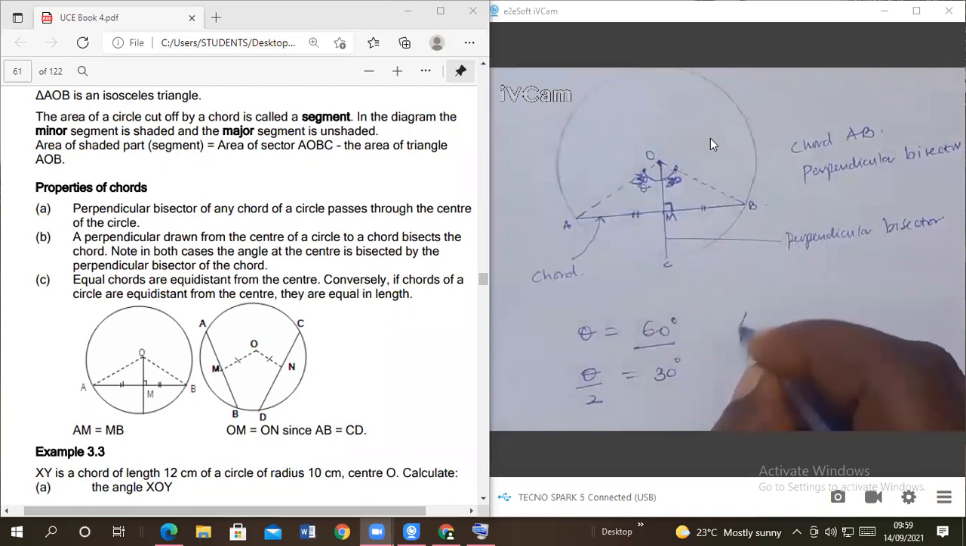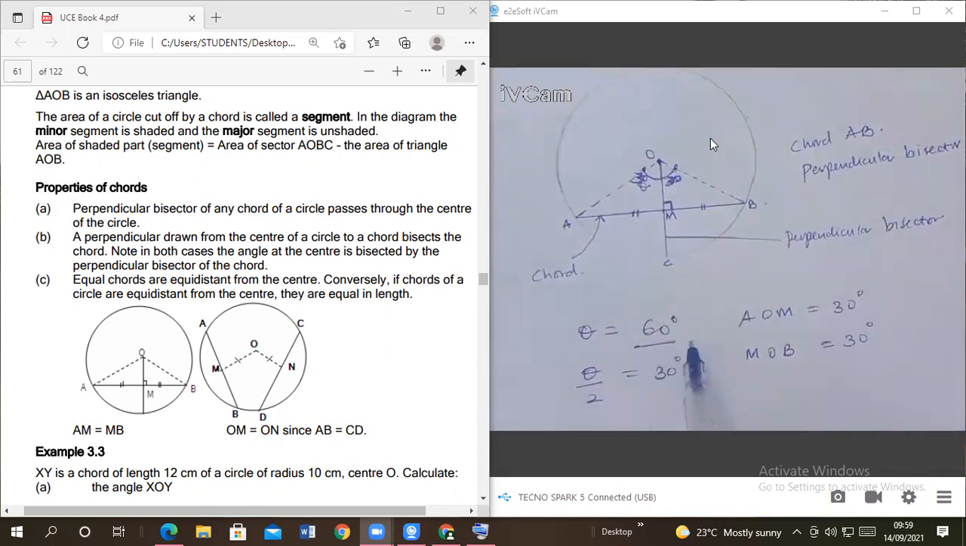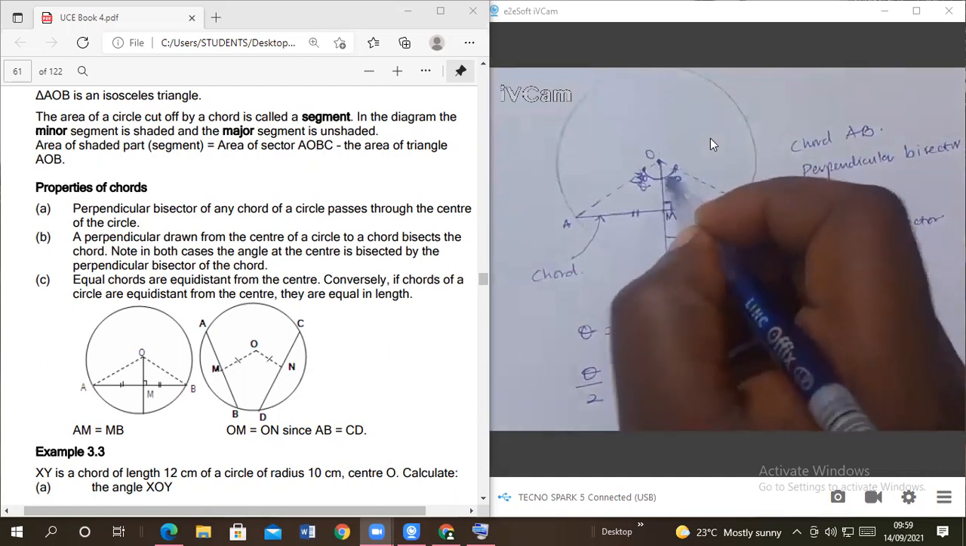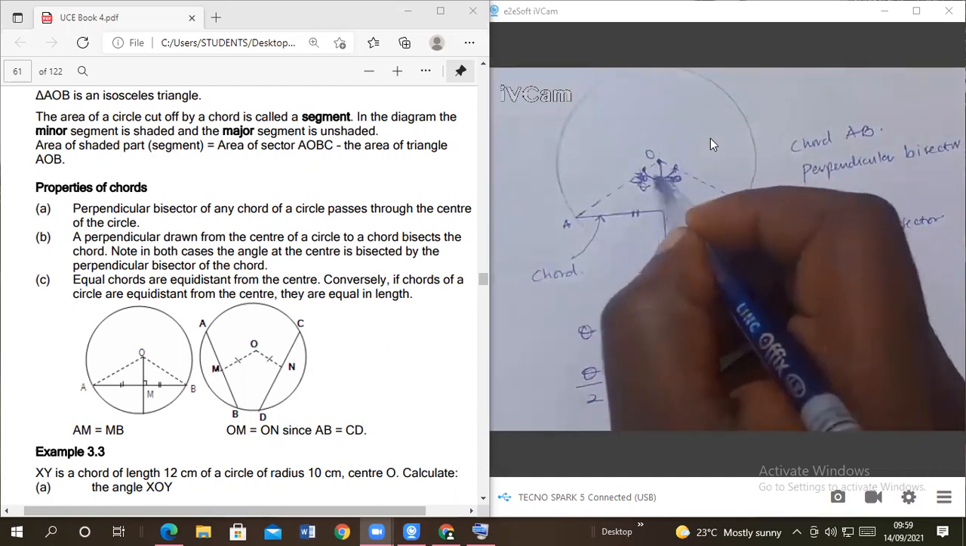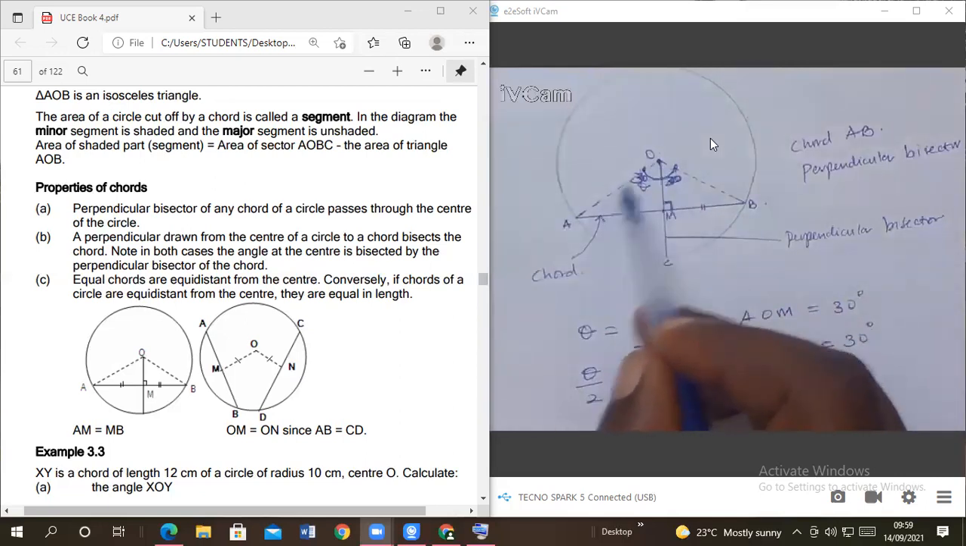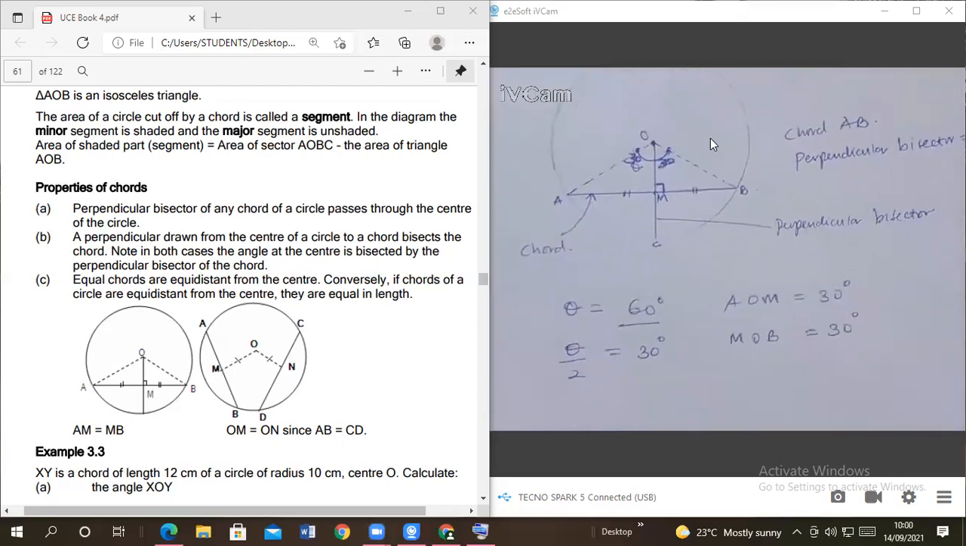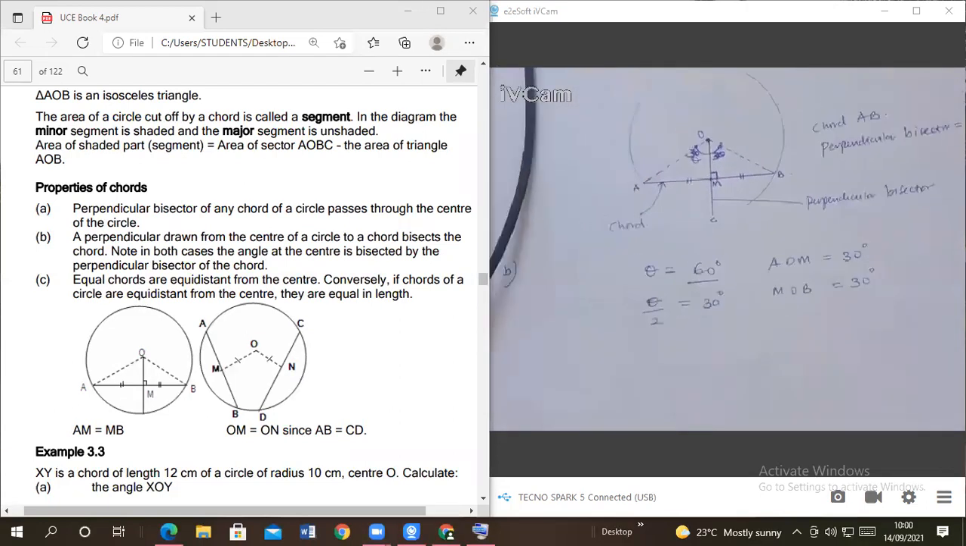So a perpendicular bisector bisects the angle into two equal parts. If we are to get angle AOM, then it will be 30 degrees. And also angle MOB will be also 30 degrees. Because if theta was 60, then the perpendicular bisector bisects this one into two, such that we have 30 here, we have 30 here. I'm just using 60 as an example. But theta can be 15, it can be 27, it can be 13, it can be 50. So whatever the angle is between these two radii, that angle is bisected into two by the perpendicular bisector. So that's part B that you should note down.